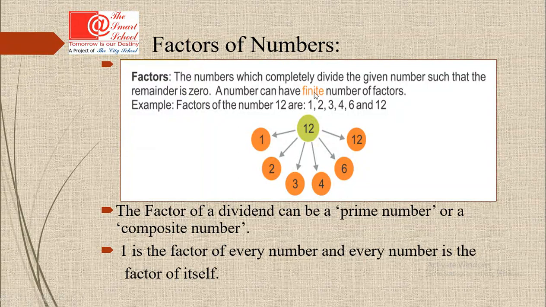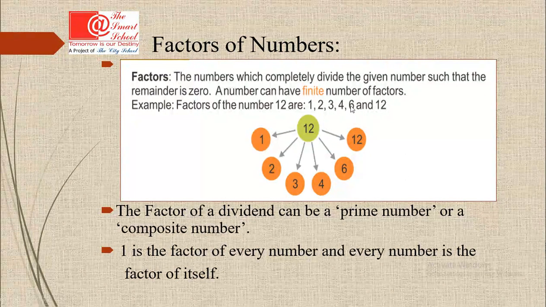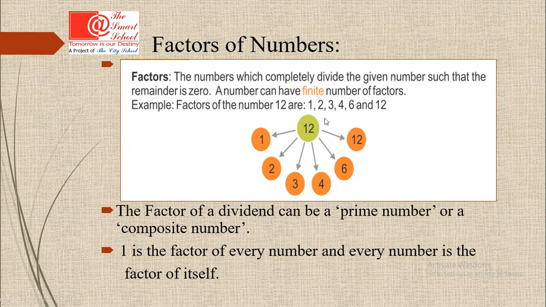A number can have a finite number of factors. Example, factors of the number 12 are 1, 2, 3, 4, 6 and 12. As we can see, 1 multiplied by 12 is 12, 2 by 6 is 12 and 3 multiplied by 4 is 12. So all of these are factors of 12.